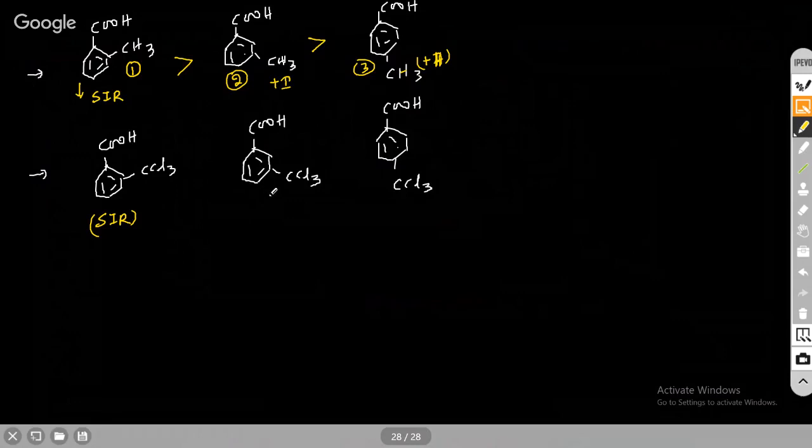What effect do we have here? Tell me. Minus H. Do we have minus H here? See, it is at the meta position, Vaishnavi. So we'll have minus I here. At the meta position, only the inductive effect. At the para position, we'll have what? Minus H possible.